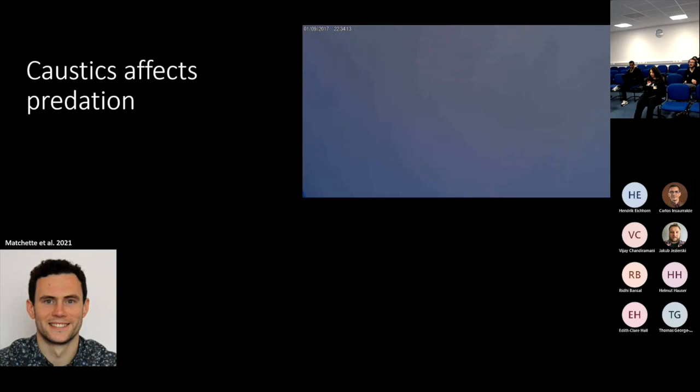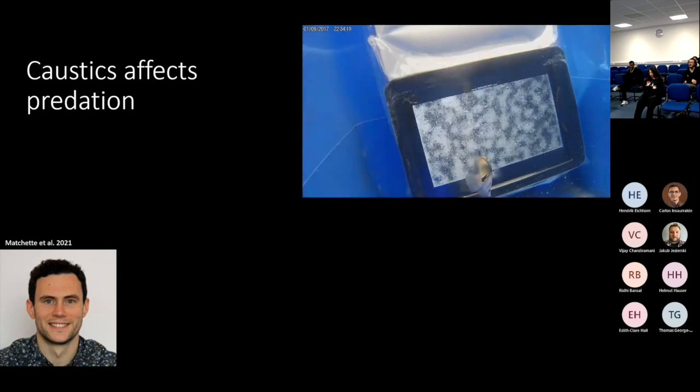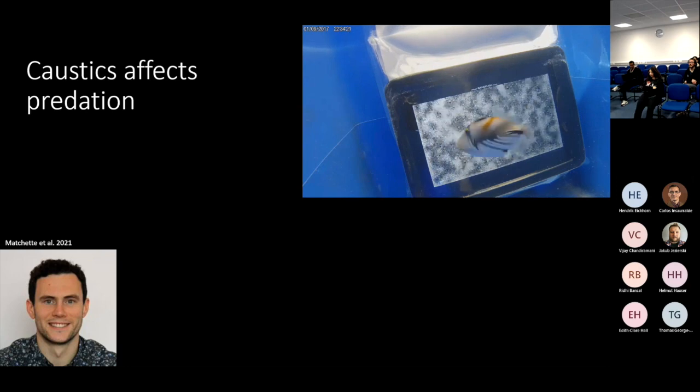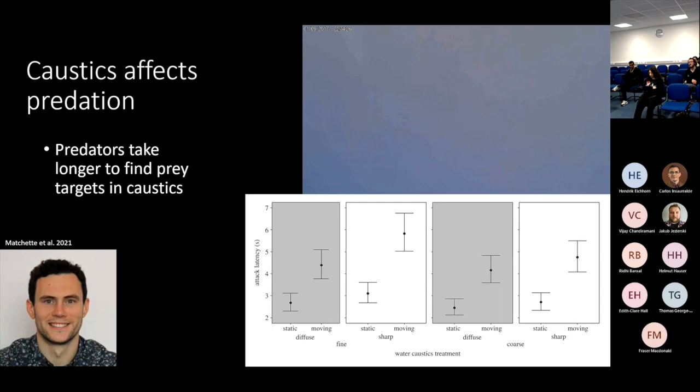Also, it affects their ability to detect predators. This is a study by Sam Matchette. He's trained these triggerfish to find targets on a touch screen in different dynamic illumination environments. And he found that almost every time that background had dynamic illumination, they took longer to find prey. So it's harder to find a target in this sort of environment.